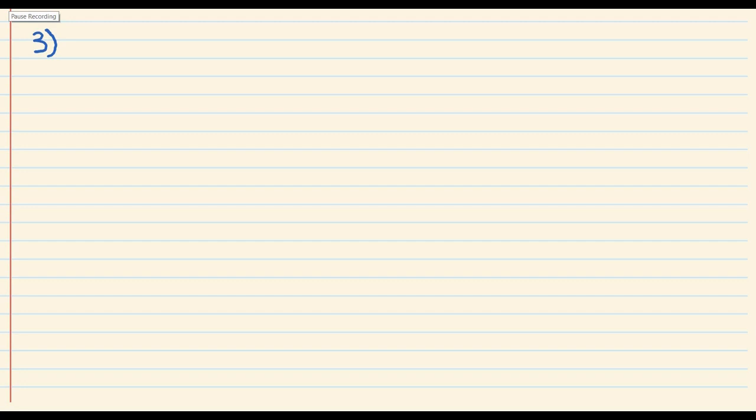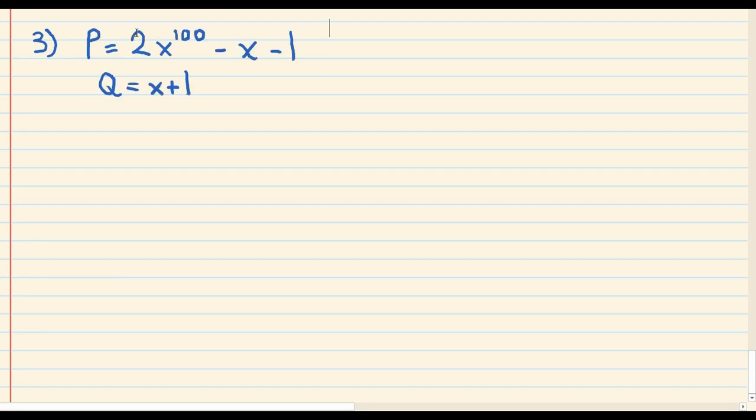It's also worth keeping in mind that the remainder theorem doesn't only apply to cubic polynomials, it can actually be used for any polynomial. For example, the polynomial p, which has an x term to the power of 100 and another just to 1.